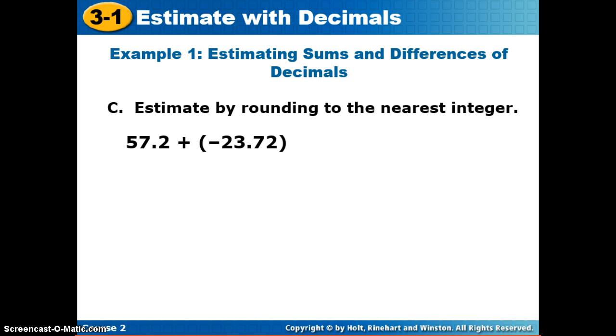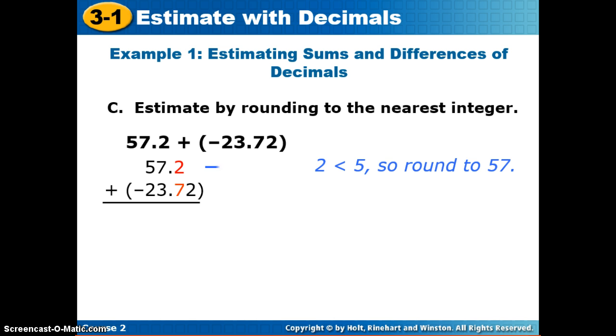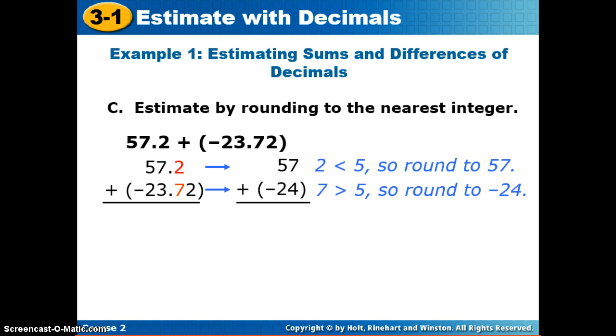All right, let's do another practice one. Here I notice I have a positive plus a negative, so we're going to have to review our rules again on what we do when we have different signs. First thing first, line up our decimals. And let's look at the digits in the tenths place. 57.2, that 2 is not enough to round it up, so that's just going to stay 57. And then we have negative 23.7. We can either round it to negative 23 or up to negative 24, which in this case, the 7 is greater than 5, so we're going to round that to negative 24, and make sure you take the negative sign with it.